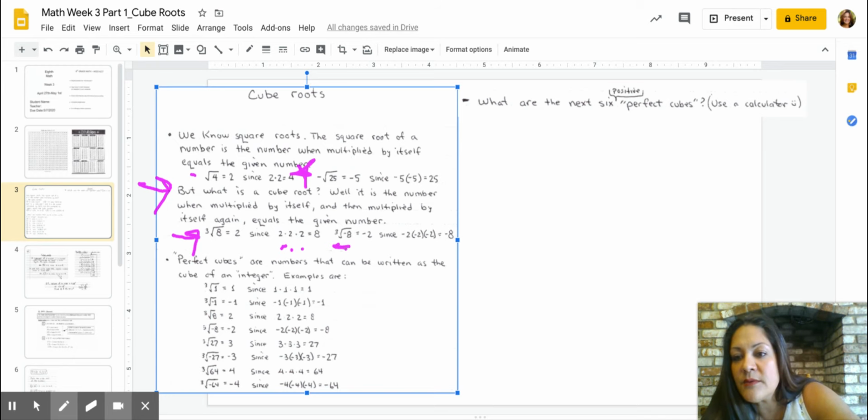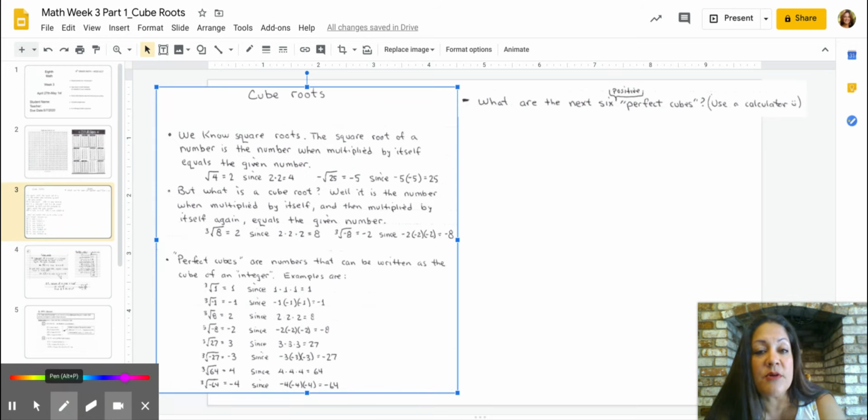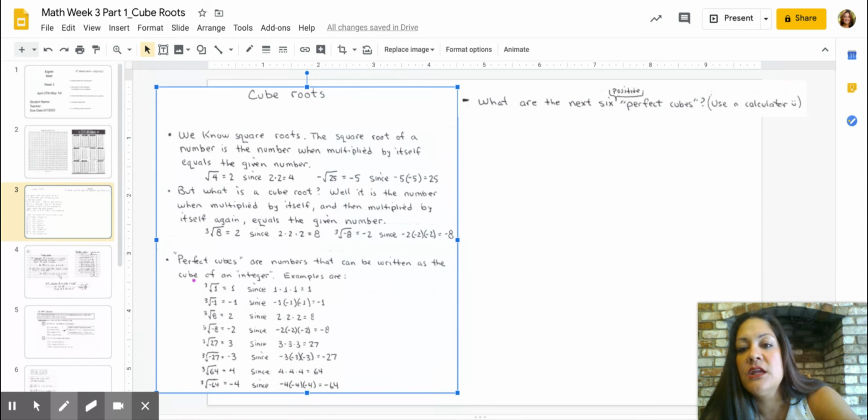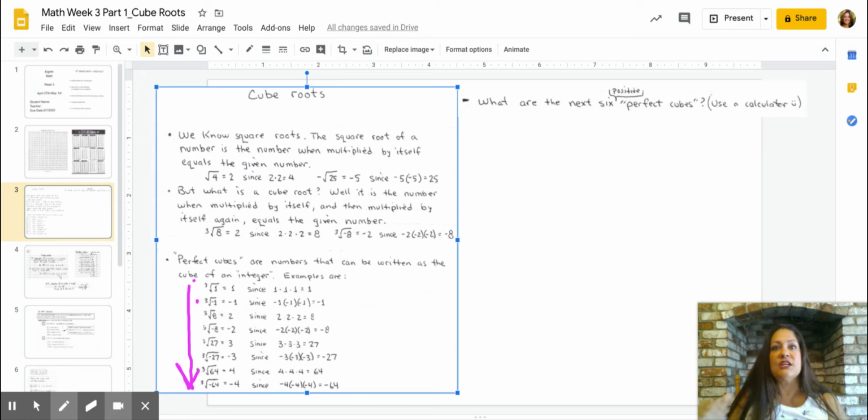Okay, so here we have perfect cubes. These are numbers that can be written as a cube of an integer. Examples would be the cube root of 1 equals 1, since 1 times 1 times 1 equals 1. The cube root of negative 1 equals negative 1, since negative 1 times negative 1 times negative 1 equals negative 1. So you can see how that continues down for our perfect cube roots, and we're going to do some of those coming up.